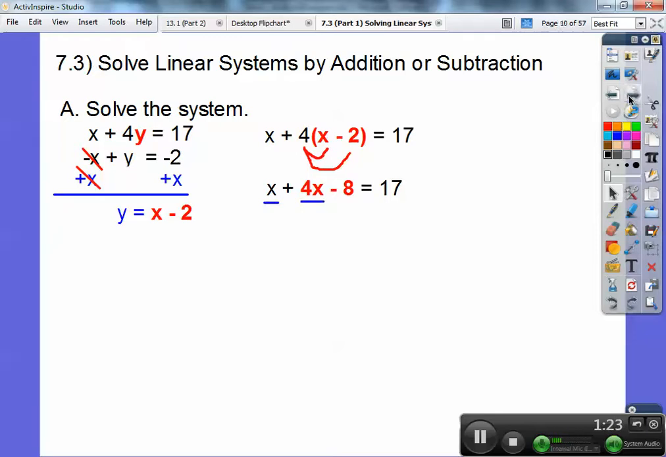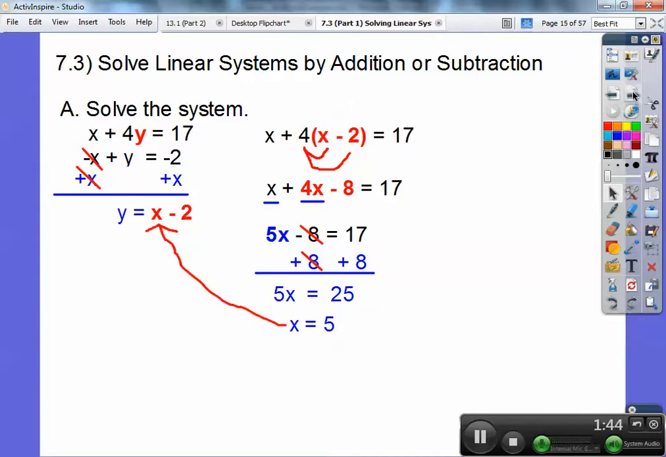Then we combine like terms: 4x plus x is 5x, and then minus 8. Add 8 to both sides and get 25, then divide by 5 and get x equals 5. Since I got x, I find where I had y equals and plug in 5. So y is 5 minus 2, which is 3.